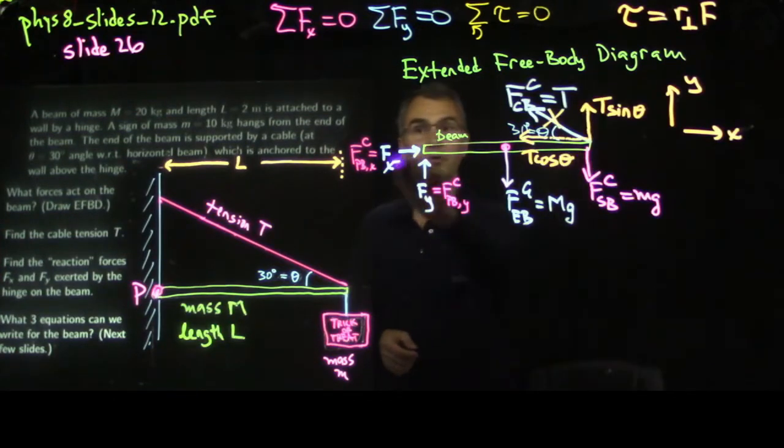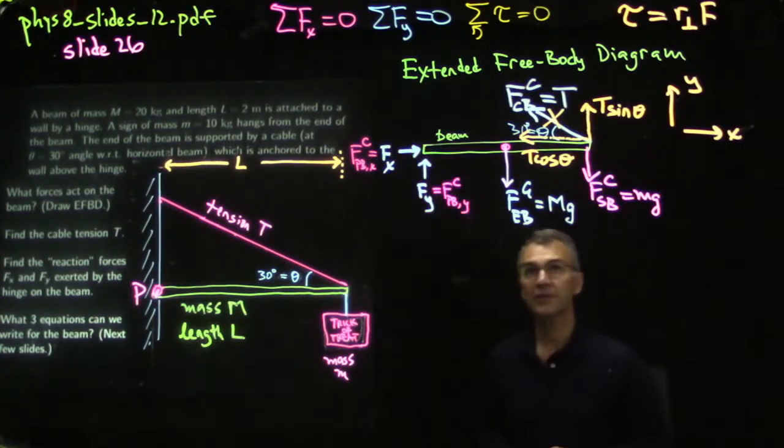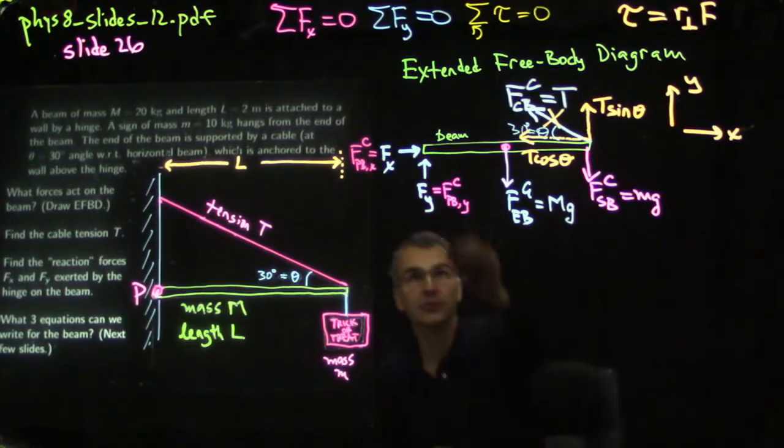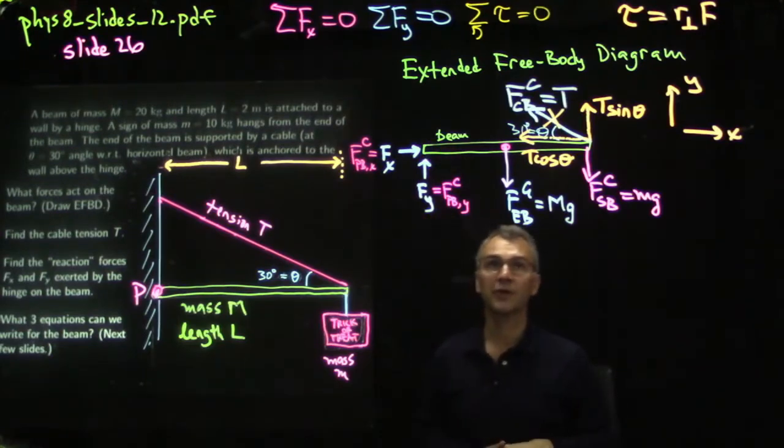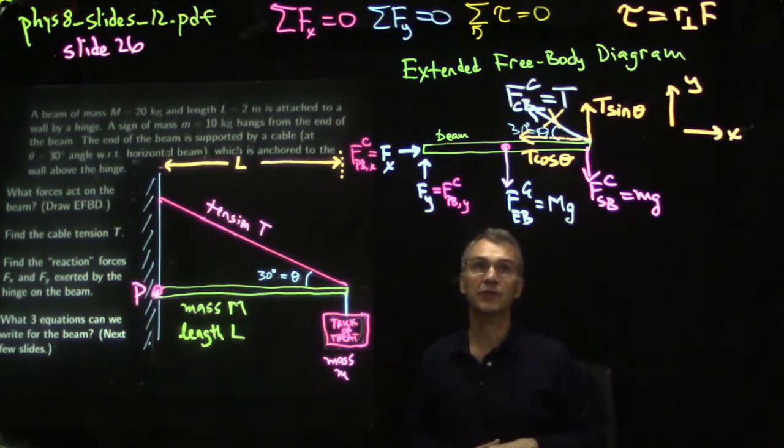Okay, we have horizontal forces Fx and T cosine theta. We have vertical forces Fy, little mg, and T sine theta. Now in this problem, there is a natural choice of pivot at this point P. We could use other pivots, but since we have such a natural pivot, let's do that.